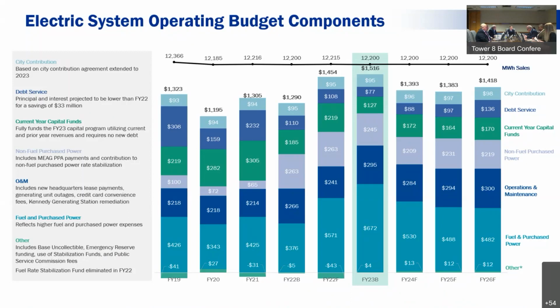$77 million in scheduled debt service, and $95 million in city contribution from the electric system. This is a $226 million increase from the fiscal year 22 budget, mainly driven by the increase in fuel and purchase power, which is that bottom bar.